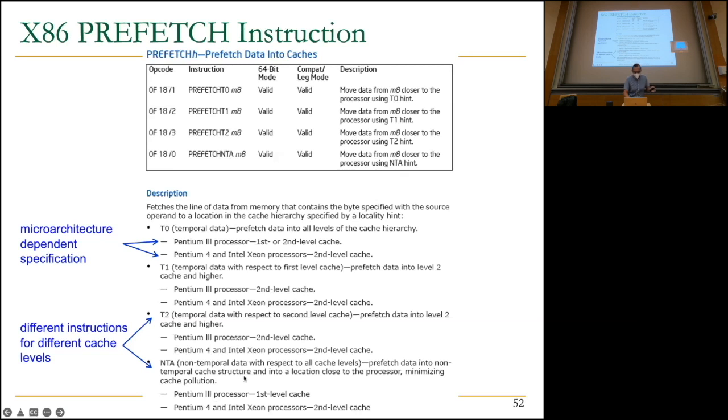But you can see some non-temporal data with respect to all cache levels: prefetch data into a non-temporal cache structure and into a location close to the processor, minimizing cache pollution. Basically, don't prefetch data to all cache levels. That's the idea over here. And there are other types of temporalness, let's say, with respect to data that Intel decided to provide at that point in time. But you can see that the specification is very processor dependent, so it's very hard to maintain code with this sort of instructions in general. Even though technically it's not a bad idea, in implementation, in practice, software prefetching becomes very, very difficult.